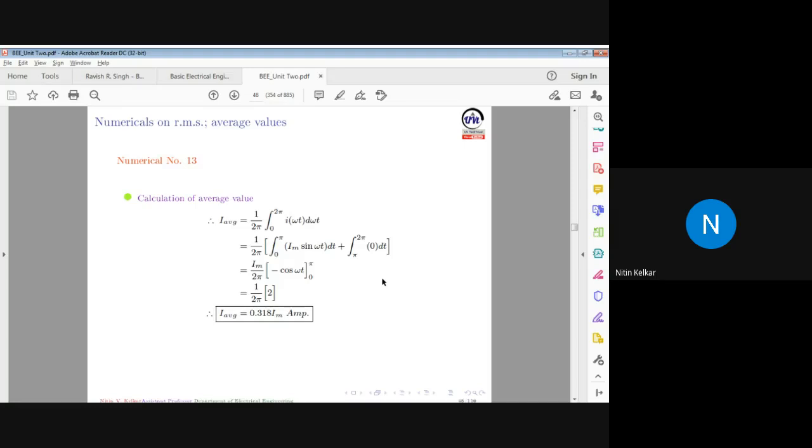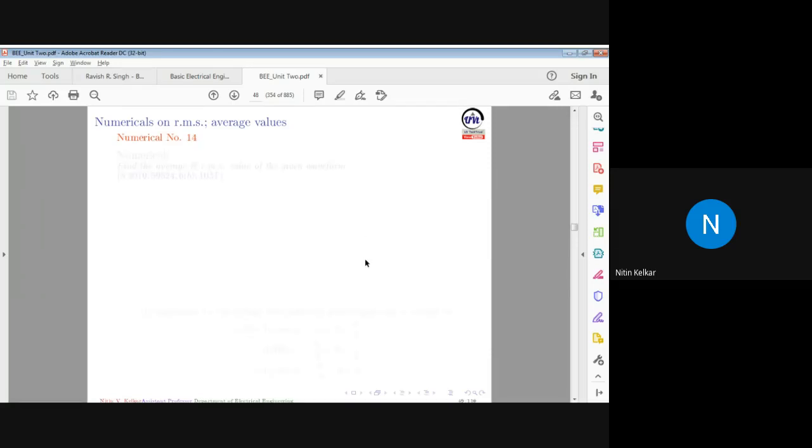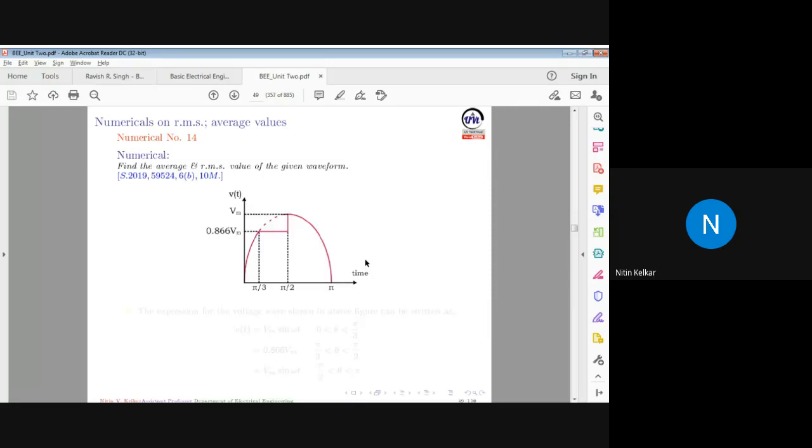Otherwise, a lot of numericals are available almost everywhere. You may search them on the internet, you may refer to any textbook or anything else. Everywhere you will find a variety of numericals based upon calculation of RMS and average value. But I just want to boost some confidence in your mind, and therefore I am focusing only on the numericals from previous semester papers.